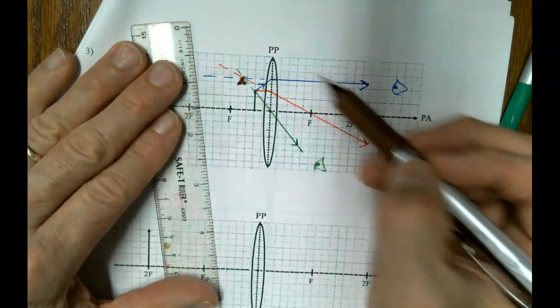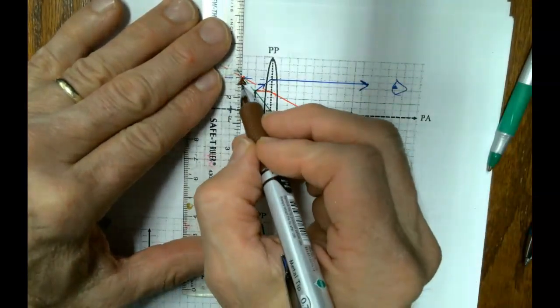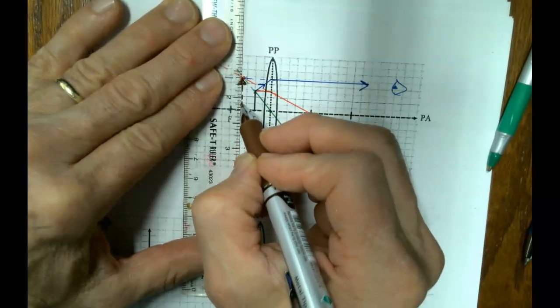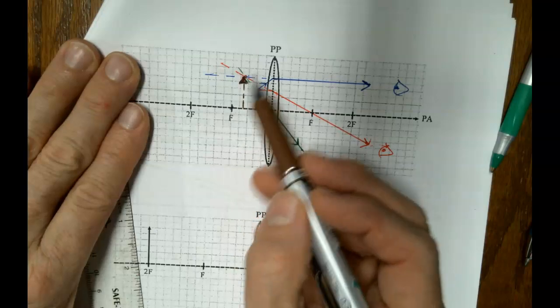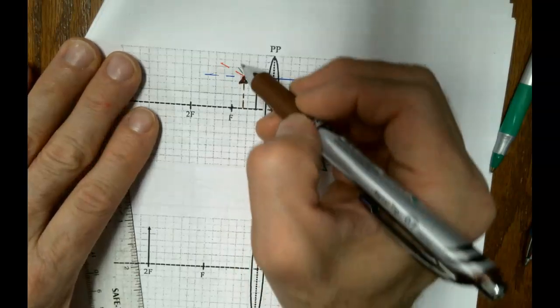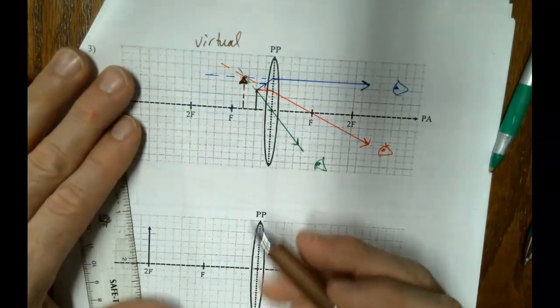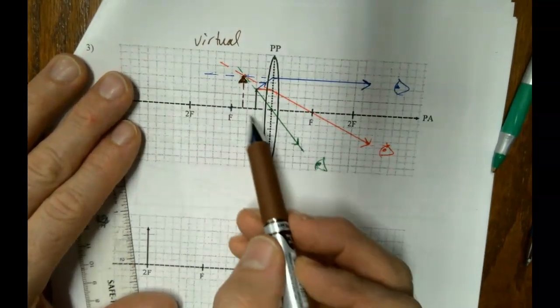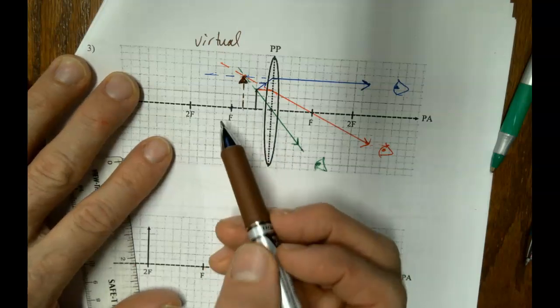illusion. The real rays are out here, but they seem to be coming or diverging from this location back on the same side of the lens as where the object is. So we call this one a virtual image. That's why I drew it dashed, virtual image. And when you do the math, your virtual image means the image distance will come out negative.